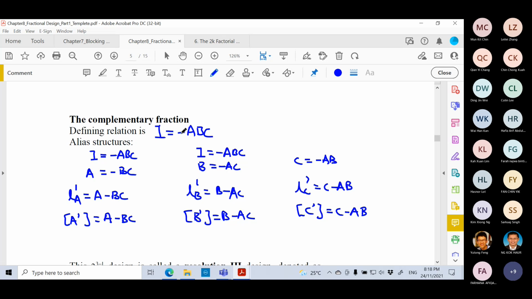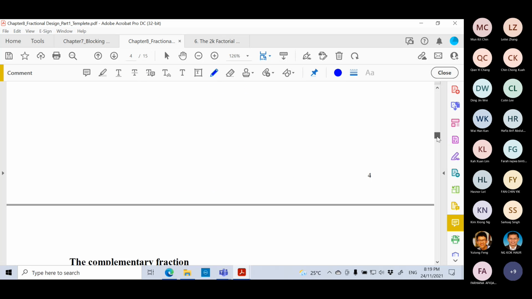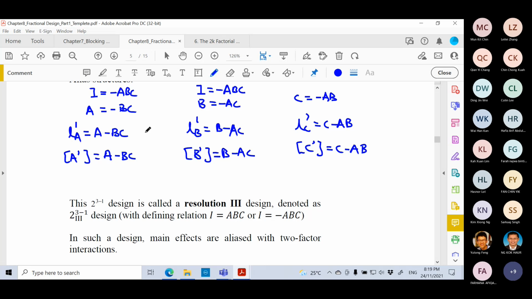Okay, so the complement step is just to inform you that you are running the other side, the negative side, or the complement of the positive side here. So this one is where you have I equal to ABC, another one is I equal to negative ABC. Okay, the following one, after you know about the fraction, the generator, the defining relation, and also the aliases, we proceed with the restoration. I will explain in detail what restoration means for each one.